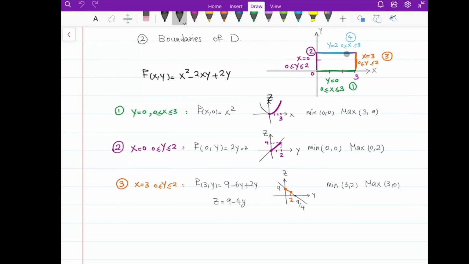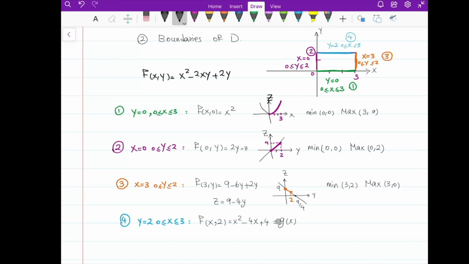Now let's look at the fourth boundary line, which is y equals to 2, x between 0 and 3. So I'm gonna plug in y equals to 2 in here, so I get x squared minus, plug in 2, I get 4x plus 4. Then it's a parabola, but it's a little hard to graph. That's why I use the methods that I already know. Let me call this function g of x.